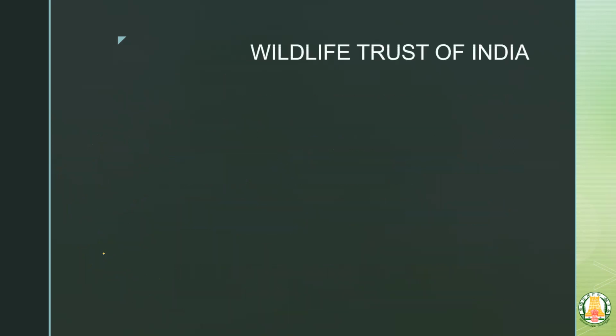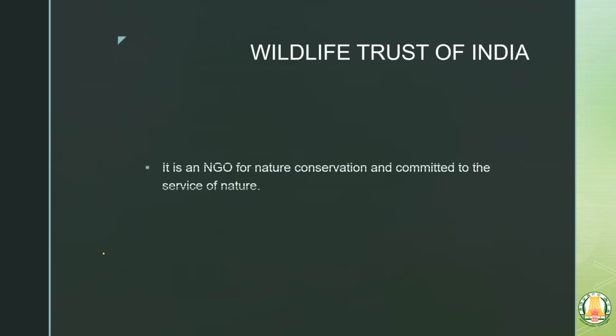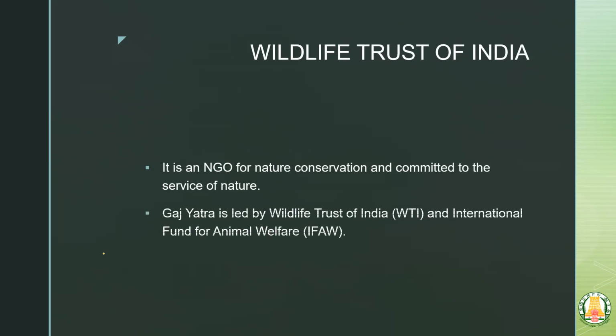Next comes the Wildlife Trust of India. It is an NGO for nature conservation and committed to the service of nature. Recently there is a Gaj Yatra. Gaj means elephant. This was led by the Wildlife Trust of India and International Fund for Animal Welfare. So Wildlife Trust of India is conducting various programs. One program is Gaj Yatra, which was in news.